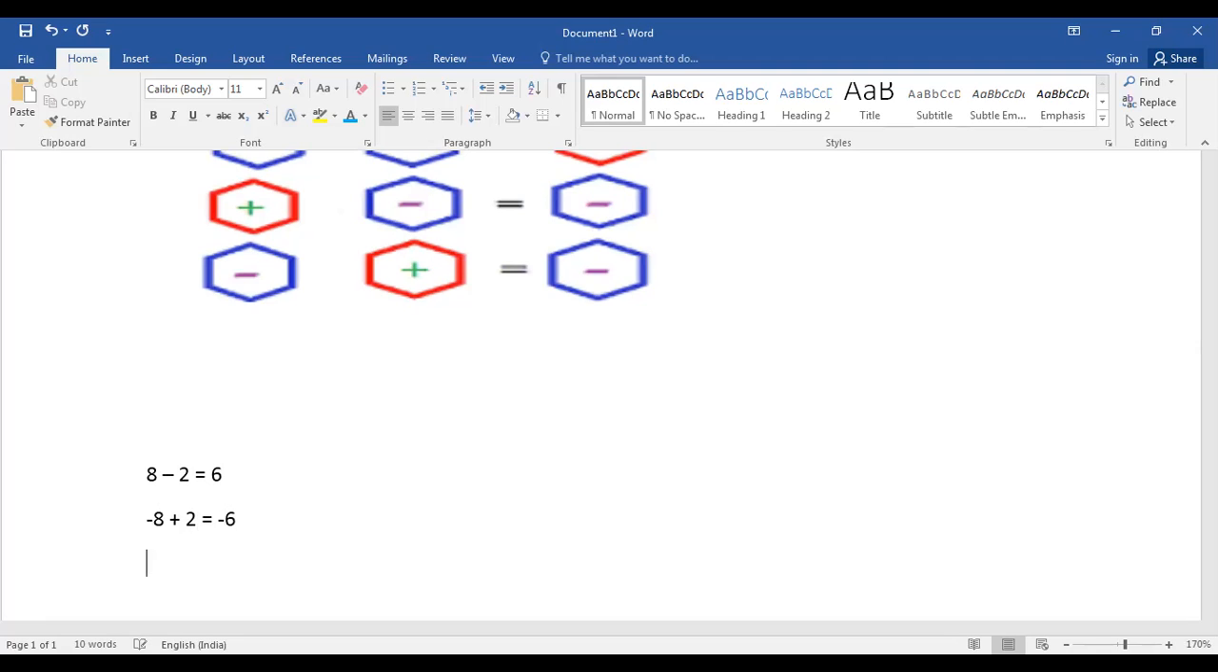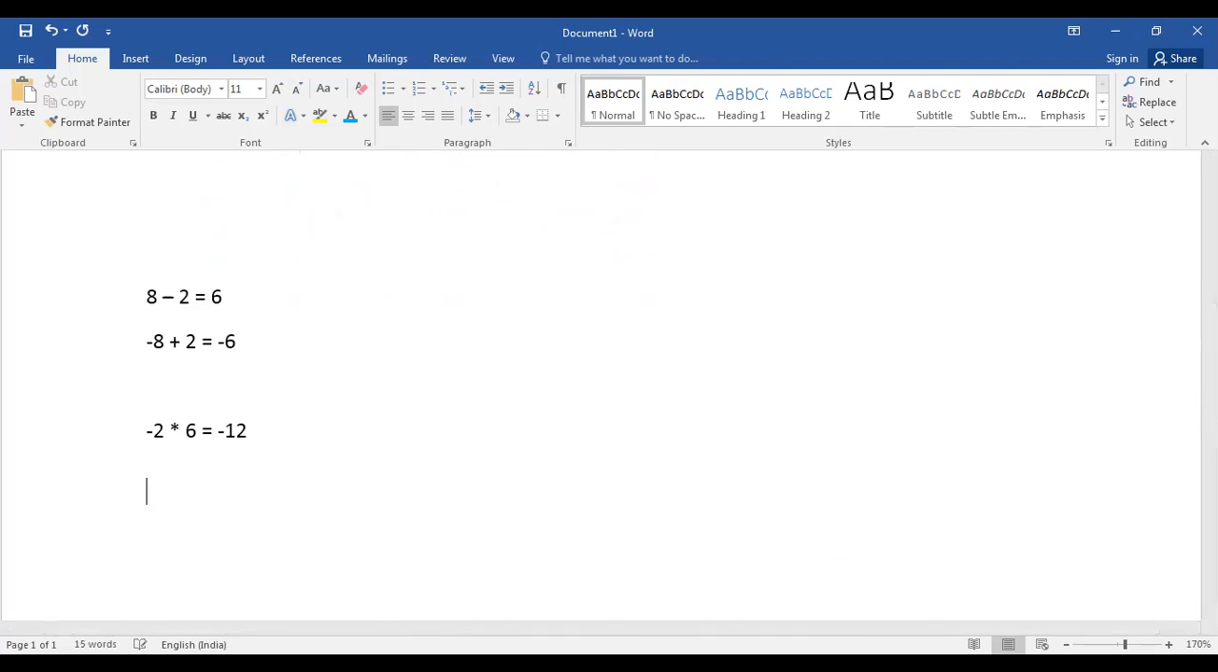In the same way, in multiplication also you are going to do the same thing. Minus 2 multiplied by 6. So here plus minus is minus. So 2 sixes are 12, and plus minus is minus. Only one time minus is there. Your answer will be minus 12. Similarly, if there are two minuses, minus 2 multiplied by minus 6, then you will get plus 12.